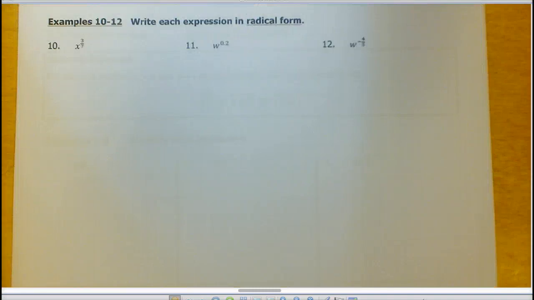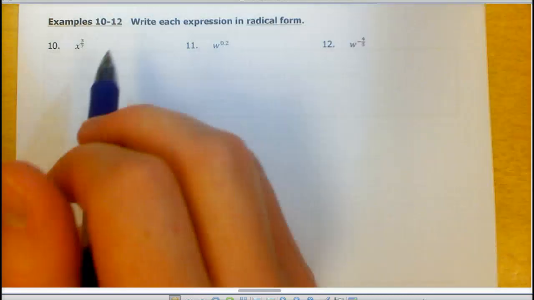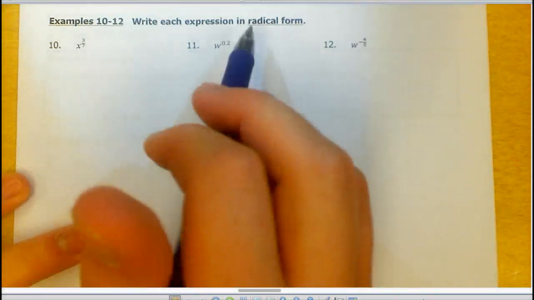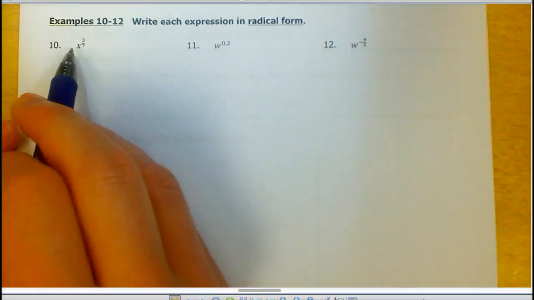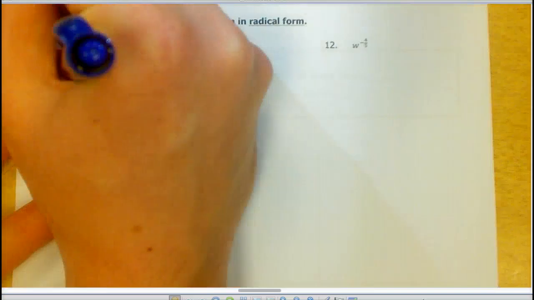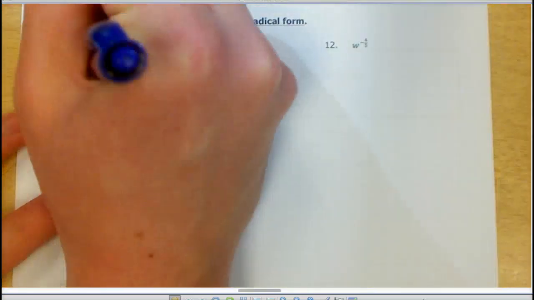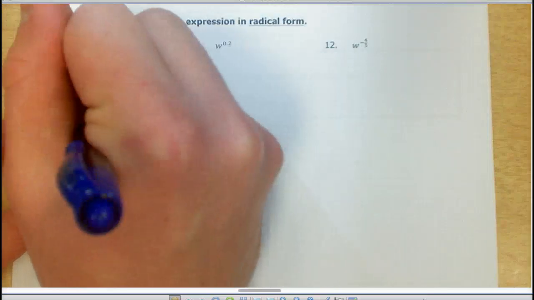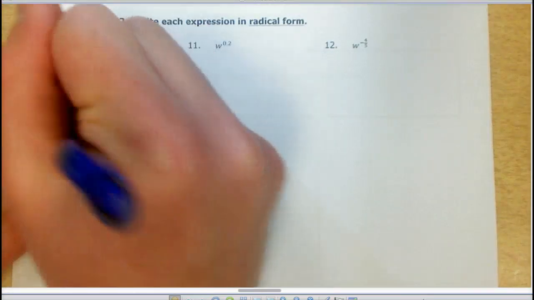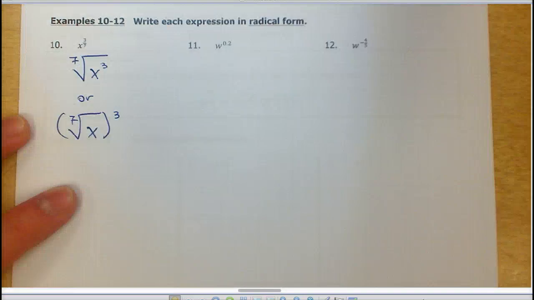And now taking a look at the back side, for these I'm basically just asking you to use that definition at the top to rewrite each of these expressions in radical form. So that means they should have radicals in there. So number 10, x to the 3/7 can be rewritten one of two ways, either the 7th root of x cubed or the 7th root of x quantity cubed. Either one of those would be a correct answer in radical form.